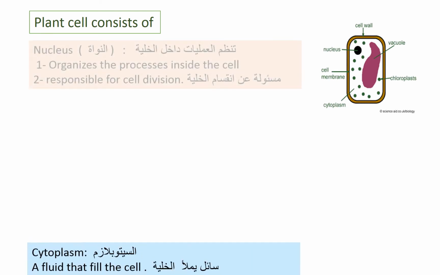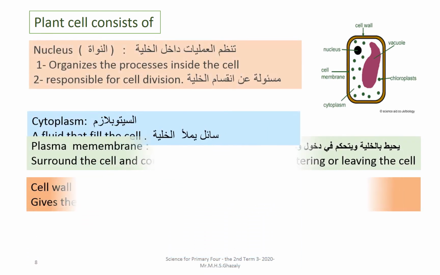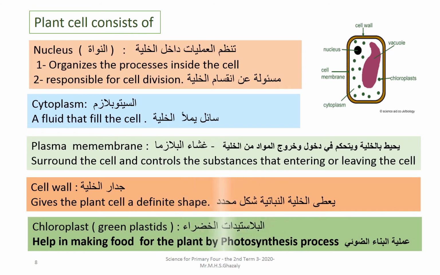Plant cell consists of nucleus. النواة. It has two functions. 1. Organizes the processes inside the cell. 2. Responsible for the cell division. مسؤولة عن انقسام الخلية.